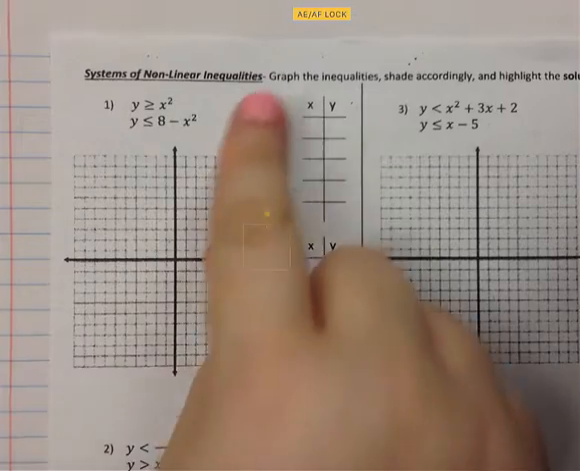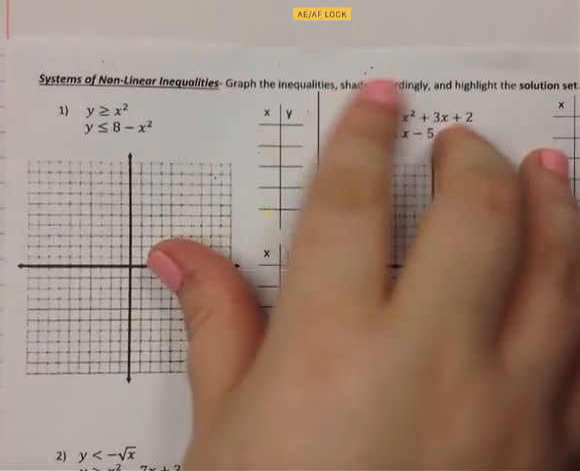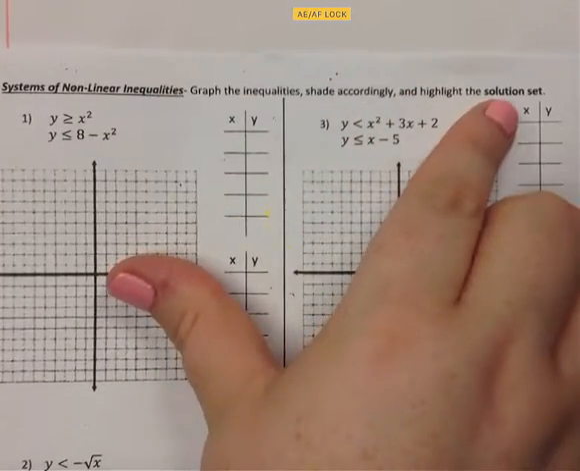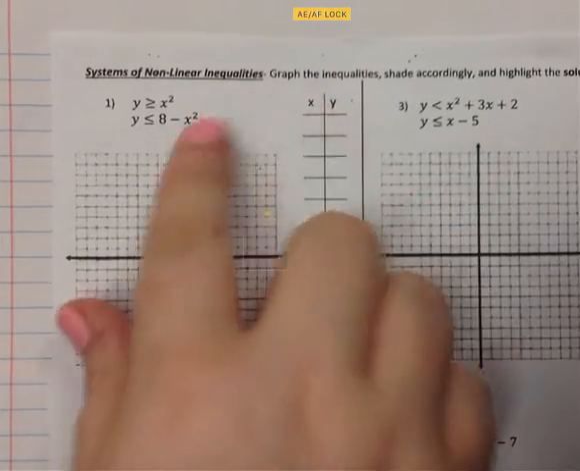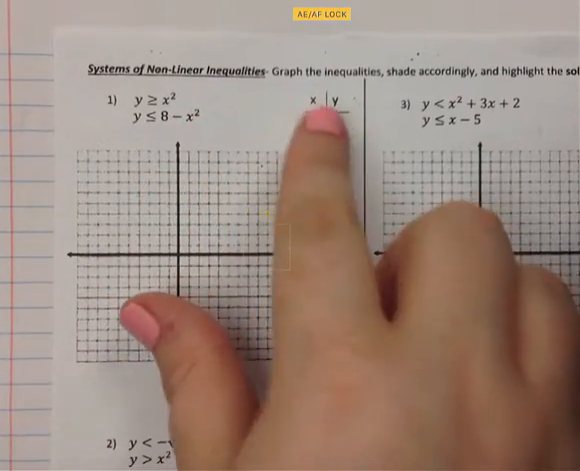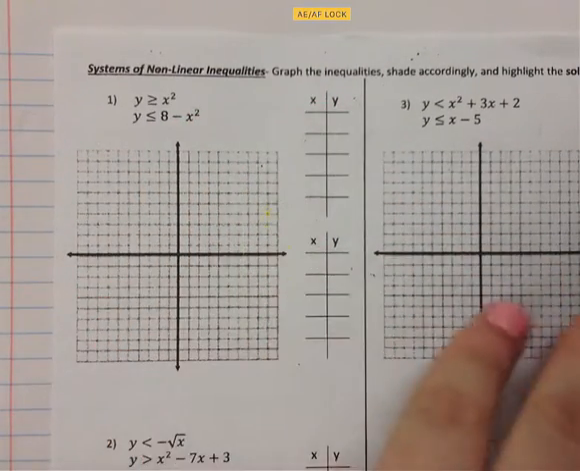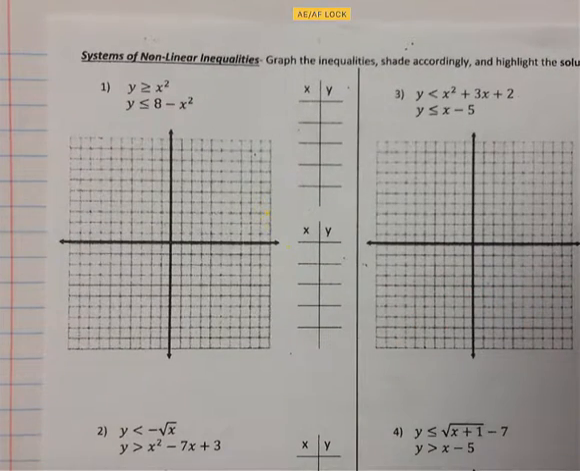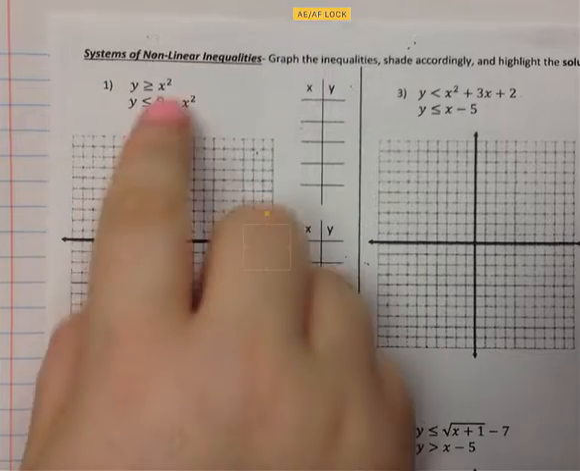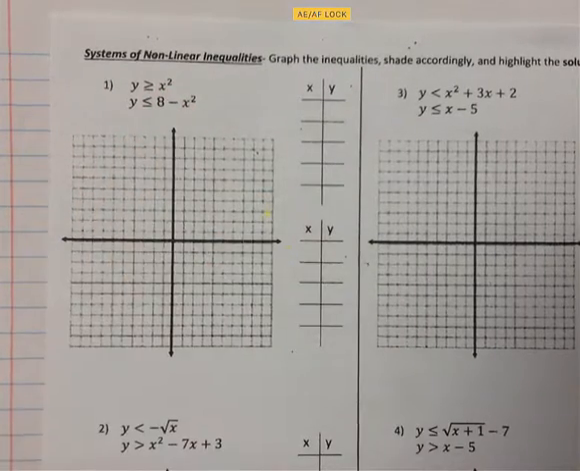So what we're going to do is graph the inequalities, shade accordingly, and highlight the solution set. To graph the inequalities, because we're dealing with nonlinear, we definitely want to get a table of coordinates so that we can easily graph them, because they're not always going to be lines that you can graph nice and easily. So I'm going to color code my inequalities so that I can see the differences in my graphs.